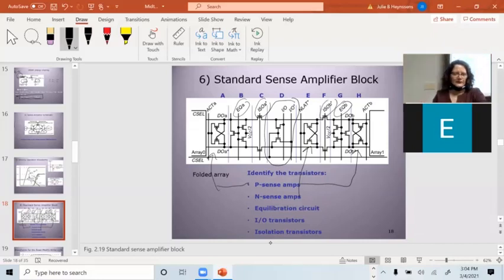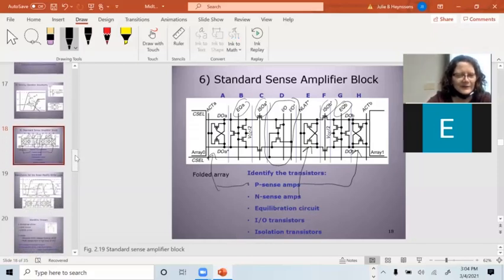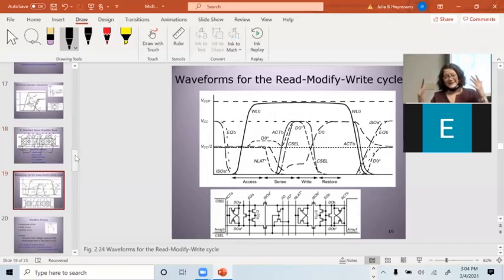Okay. You may see that diagram on the exam. So you might see something like this on the exam.